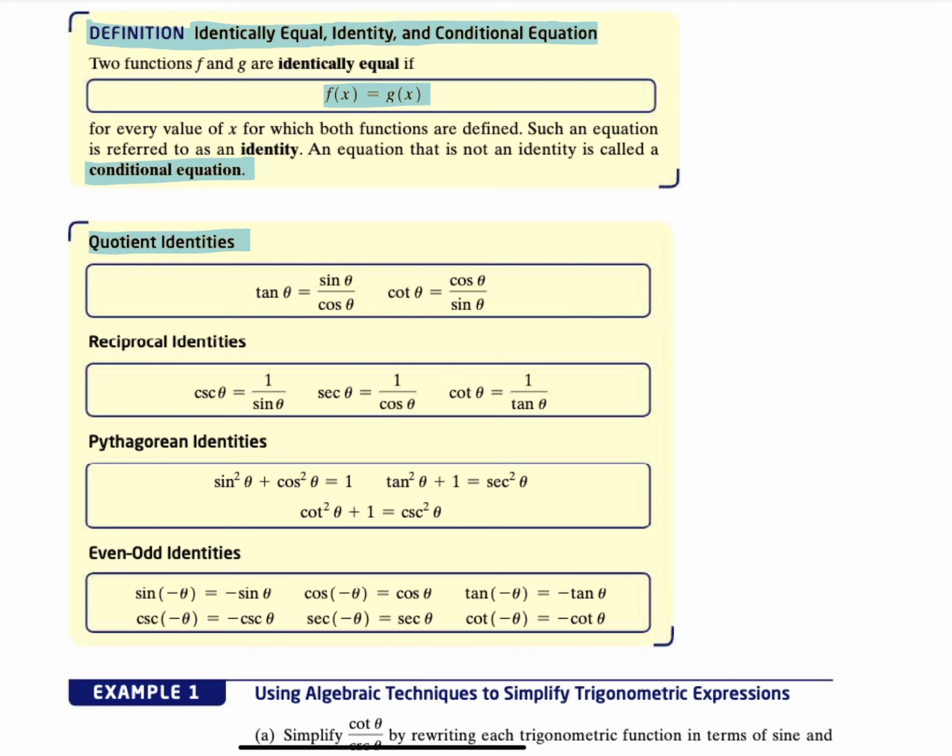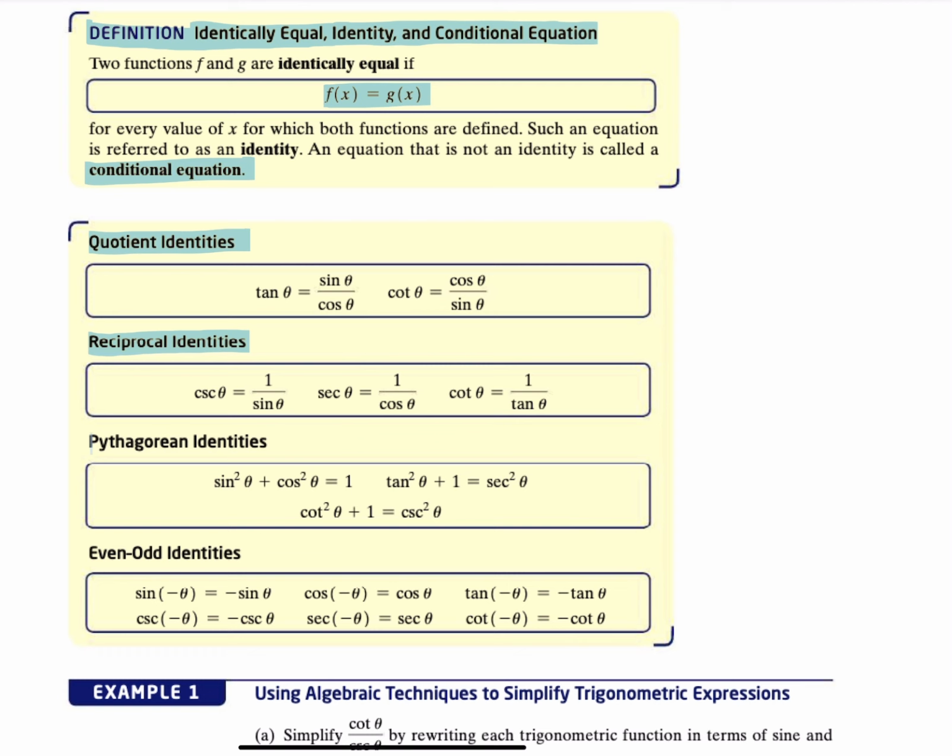So let's do a quick review of these. We have our quotient identities. Tangent is sine over cosine, and cotangent is cosine over sine, due to the cotangent being the reciprocal of the tangent. So that's something that we can utilize. We also have our reciprocal identities. That's where we defined the cosecant as 1 over sine, the secant is 1 over cosine, and cotangent is 1 over tangent. Again, that's true for all angles, so that makes it an identity.